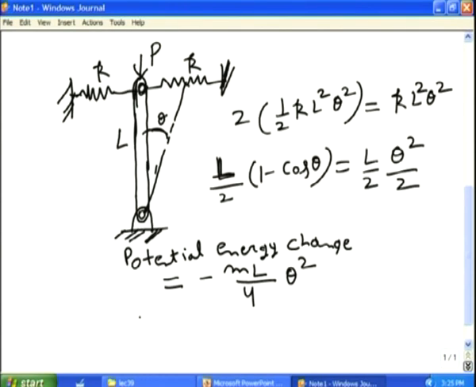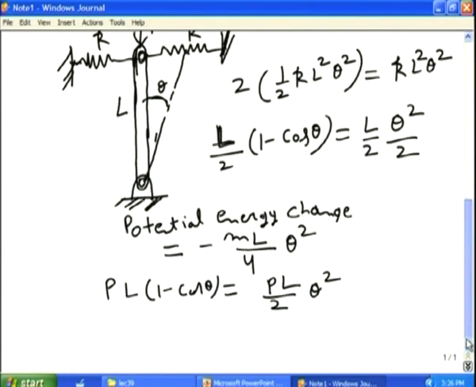This is due to the rod, but the force P which is acting also gets displaced, it also comes down. So the potential energy change due to load P is P into L (1 − cos theta), or this is PL by 2 theta square.